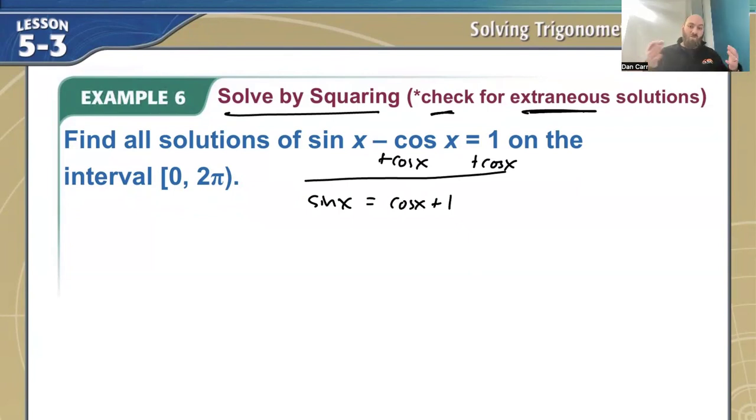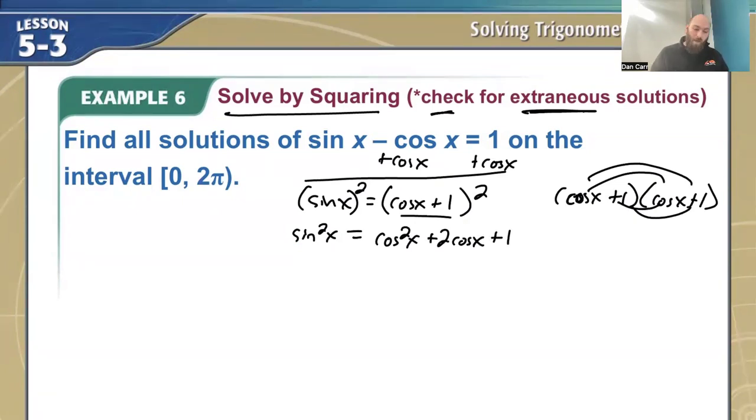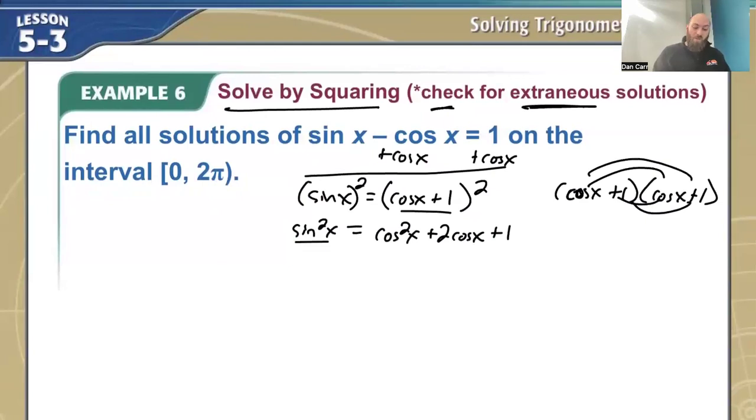I like to keep things in terms of our Pythagorean identities. So I'm going to rewrite this by squaring both sides now. So if sine of x equals cosine of x plus 1, we can square both sides to turn into sine squared x is equal to this one squared. So remember, we are distributing this. This is going to be cosine of x plus 1 times the cosine of x plus 1. So I need to distribute here. So when I do that, I'm going to end up with cosine squared x plus 2 times the cosine of x plus 1.